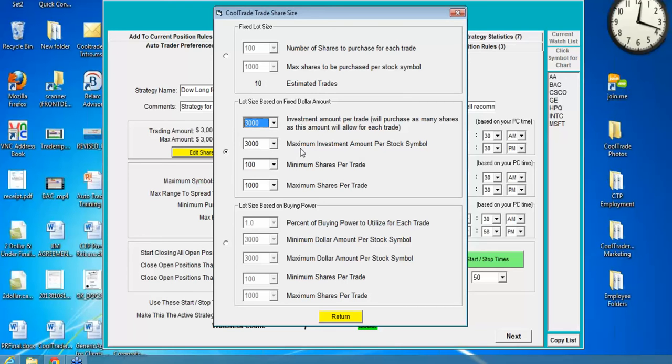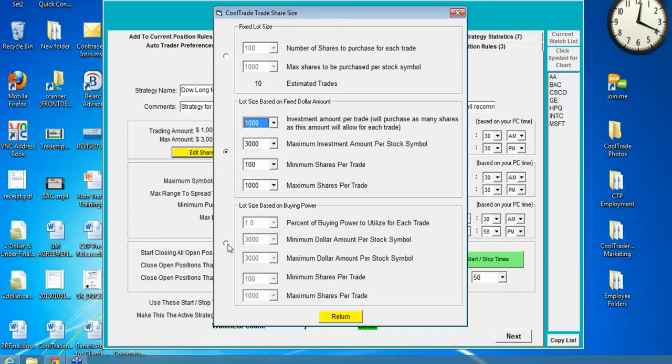The next one is maximum investment amount per stock symbol. So let's say you're willing to spend $1,000 per position and a maximum of $3,000 total per stock symbol. Then the robotic trader would know that you're willing to trade 100 share lots. The most you're willing to spend is $1,000 per position and a maximum of $3,000 total per stock symbol.